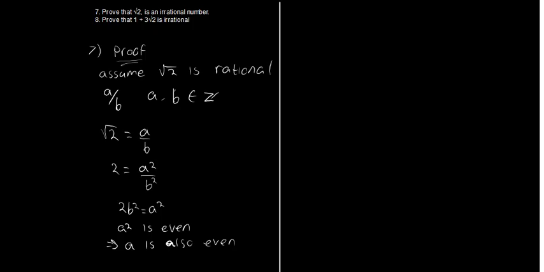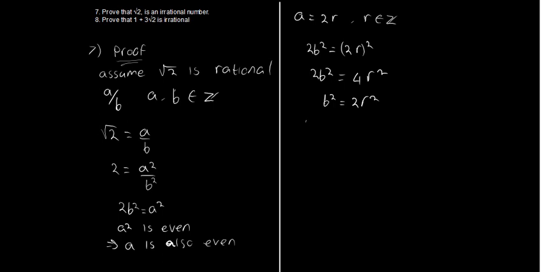Now, since we know that a is even, a can be written in the form a is equal to 2r, where r is a member of our set of integers. In that case, what we have is 2b squared is equal to (2r) squared. Then we have 2b squared being equal to 4r squared. If we make b squared the subject of the formula, we have b squared is equal to 2r squared. This also shows us that b squared is even.